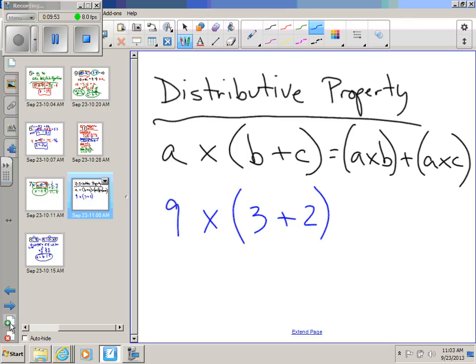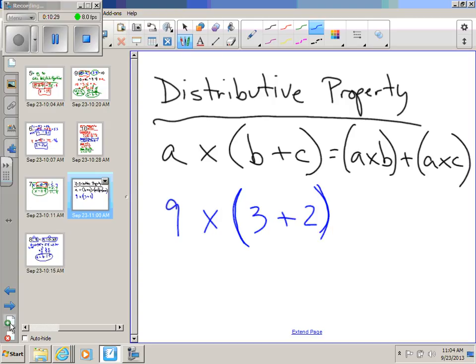Distributive property says, I've got this factor. I'm going to multiply it to, in this case, is this going to be a sum or a difference? It's going to be a sum because the parentheses around it say that order of operations says I should do that first. So I'm not necessarily multiplying by 3 or 2. I'm multiplying by what? Total. From the inside of the parentheses. 5. That's the sum. That's the answer when I add the 3 and the 2.